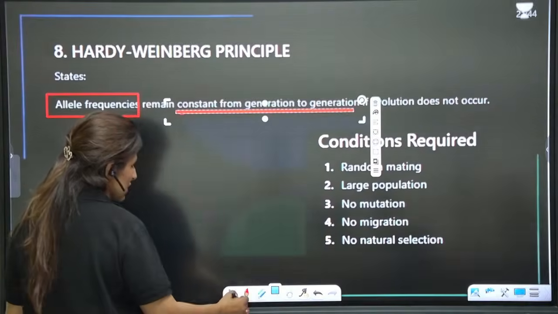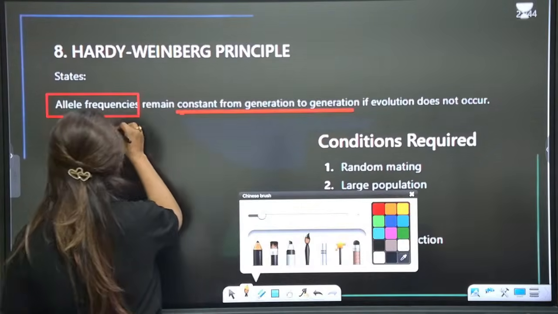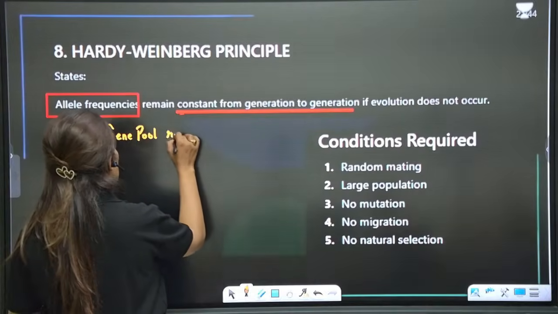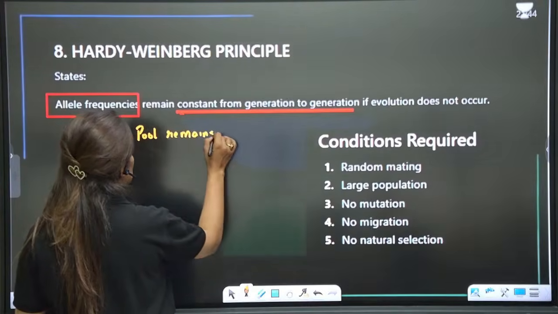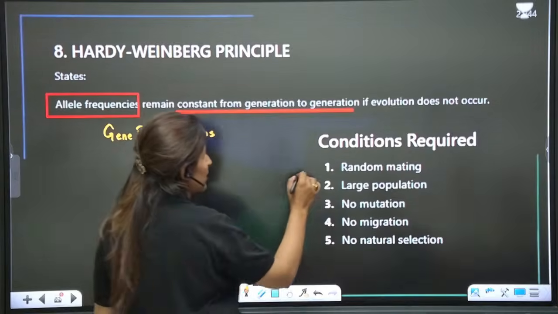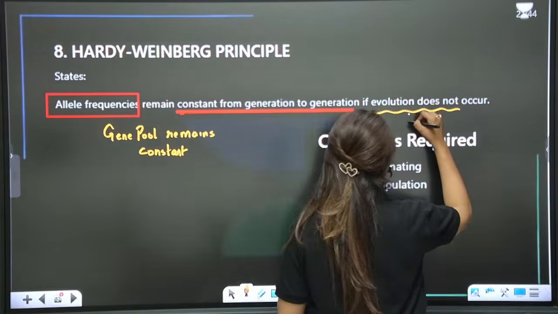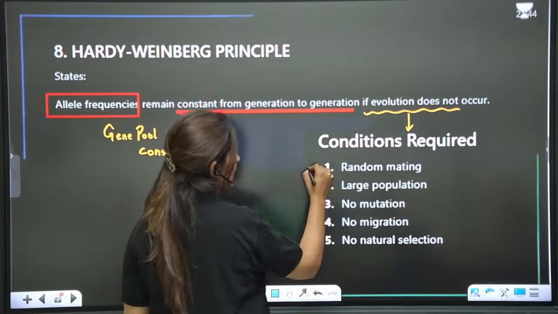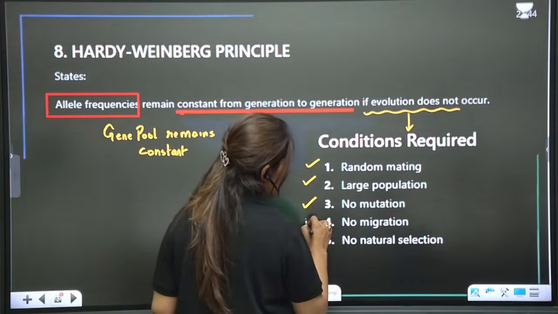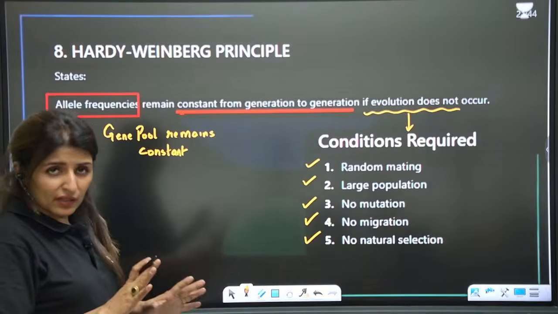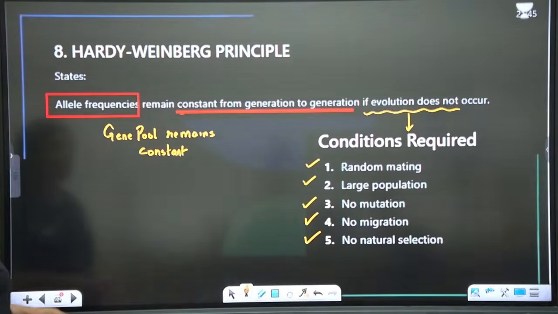Is that clear? So that means the gene pool remains constant. It does not change. But if evolution doesn't occur, what are the conditions in which it will not change? Random mating, large population, no mutation, no migration, no natural selection, no interference by humans or nature at all.